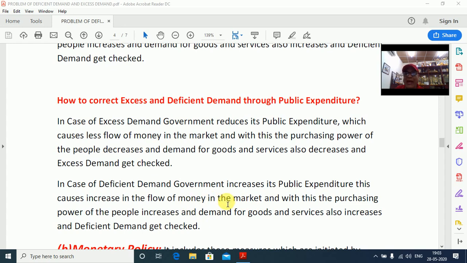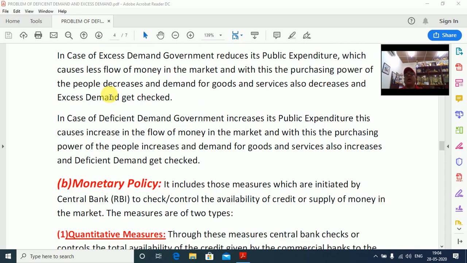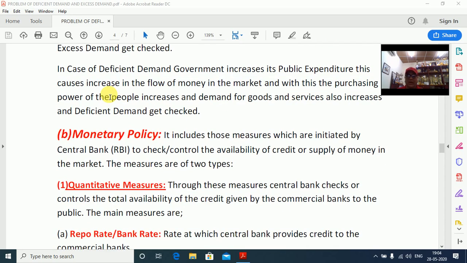And when they have more money, their purchasing power is going to increase. And what will they do? They will demand more goods and services. And economy will recover from recession, or economy will recover from deficient demand. So if there is a deficient demand, government will increase its expenditure. If there is excess demand, government will reduce its expenditure. This is all about how through fiscal policy, government can either check the excess demand or check the deficient demand. Now moving to the next.